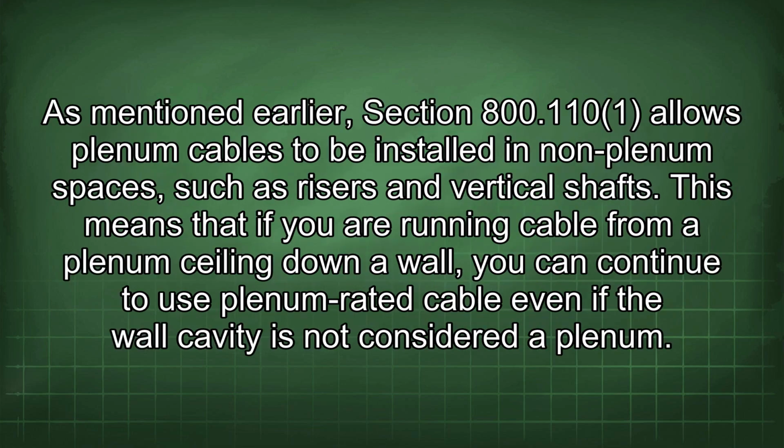The NEC provides guidelines for the types of cables that are permitted in different areas of a building. As mentioned earlier, Section 800.110 allows plenum cables to be installed in non-plenum spaces, such as risers and vertical shafts. This means that if you are running cable from a plenum ceiling down a wall, you can continue to use plenum-rated cable even if the wall cavity is not considered a plenum.